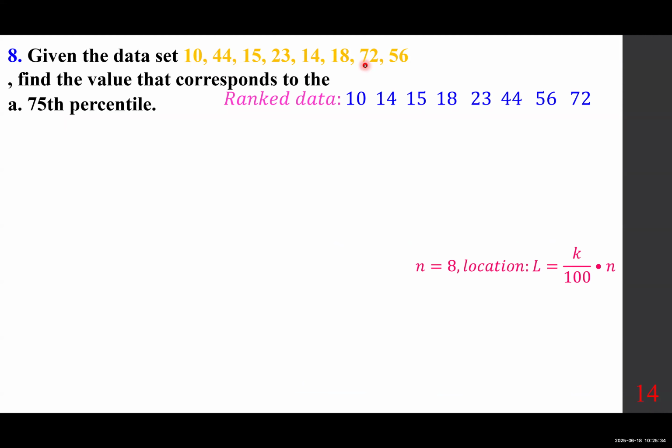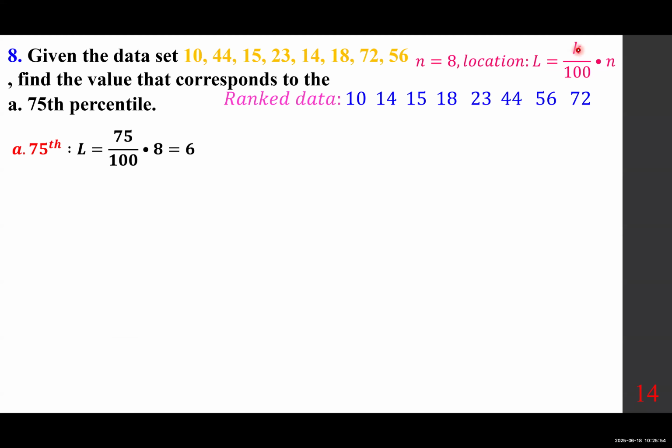And then we go with this locator thing. N is 8. We have 8 pieces of data, 1, 2, 3, 4, 5, 6, 7, 8. And location L is K over 100 times N. We want the 75th percentile. So either replace this entire thing with 0.75 or 75%, or replace the K with 75 in the first case. And remember, N is 8, so 6.